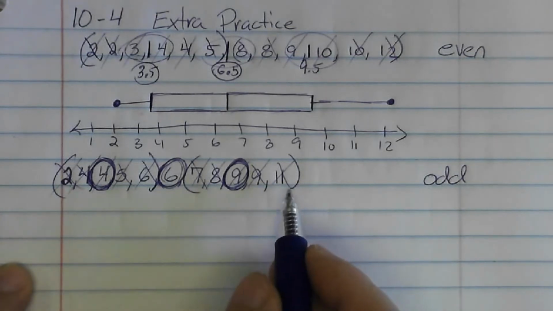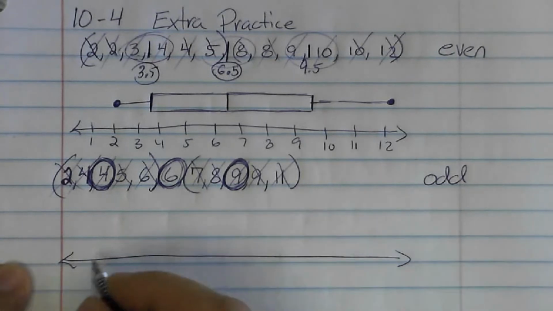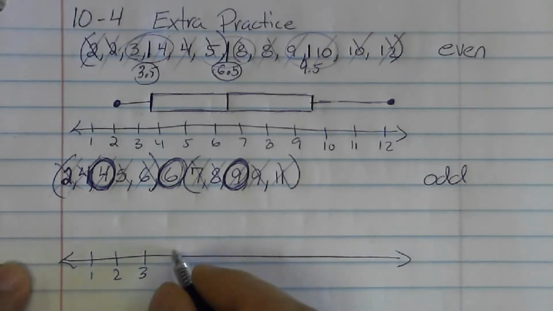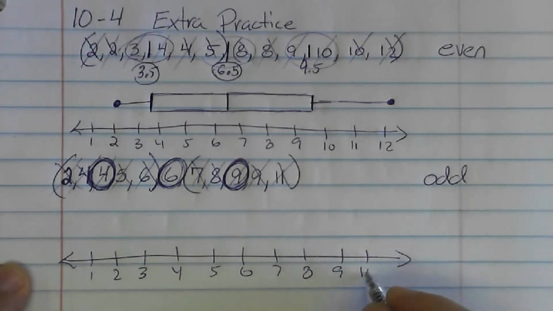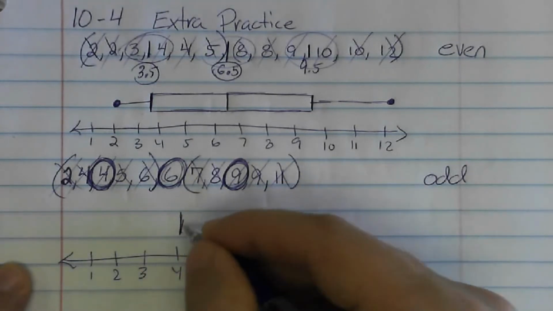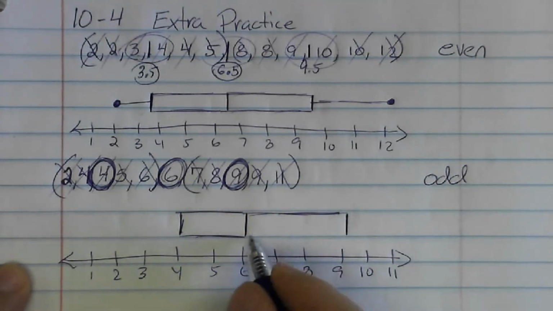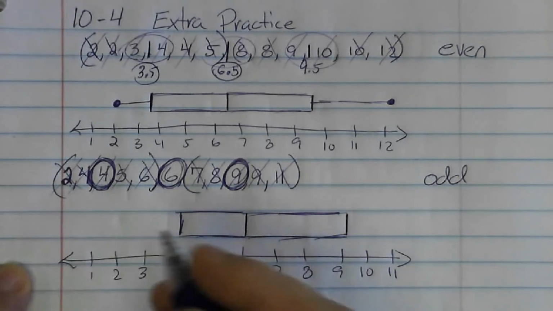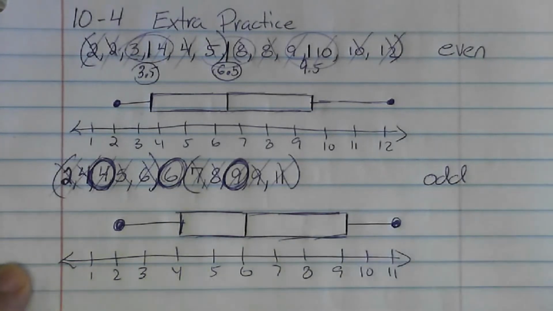So now, let's make the box and whisker plot for these ones. Lowest number is 2, greatest number is 11. So I'm going to make a number line the same size. It looks like this one is a little bit shorter. That's okay. My median of the whole thing was 6. Median on the lower end was 4. Median on the upper end was 9. So here is my box that represents the interquartile range. Lowest number is 2. There's my dot and line for the whisker. Greatest number is 11. There's my dot and line for the whisker.